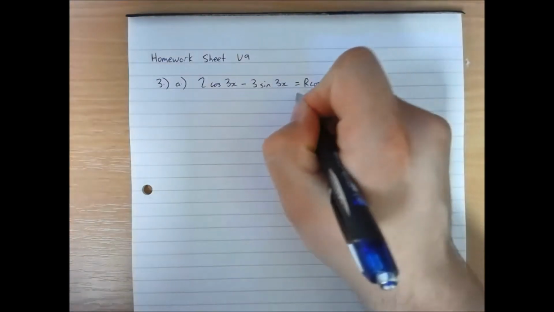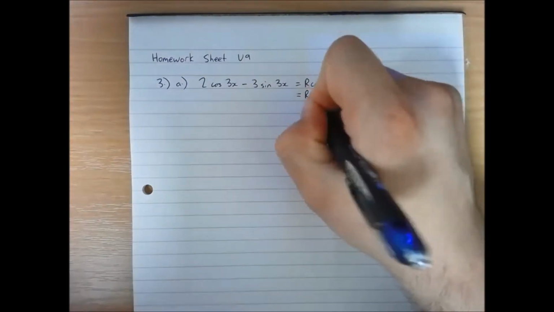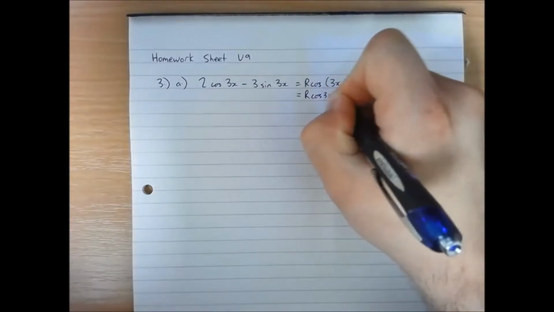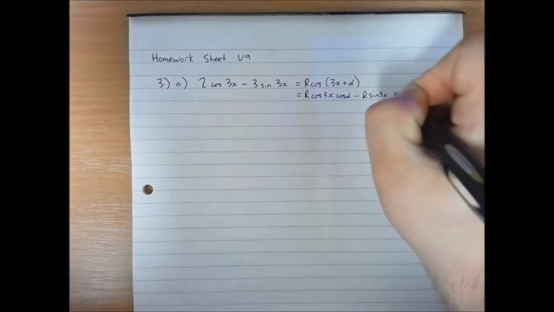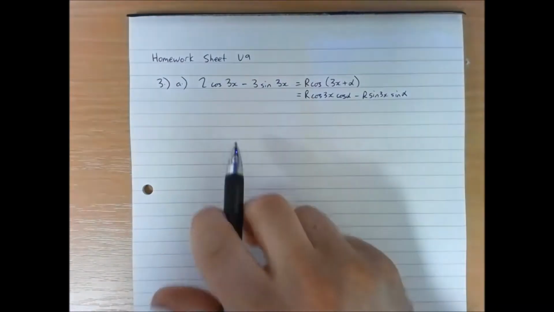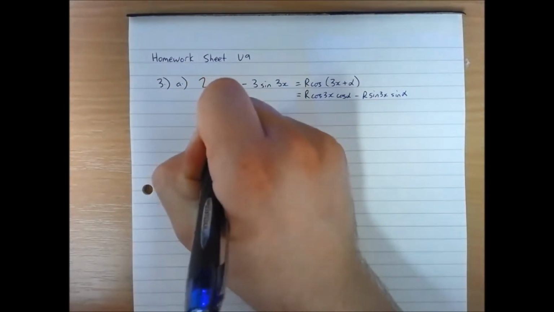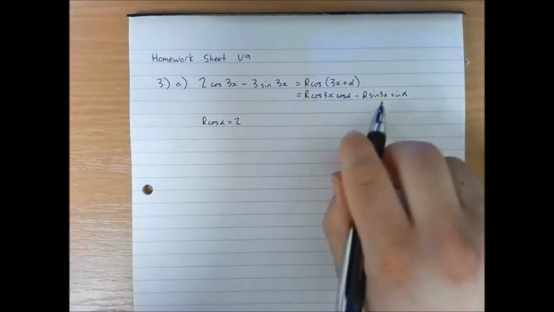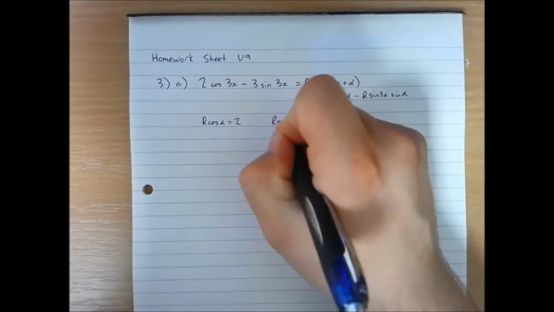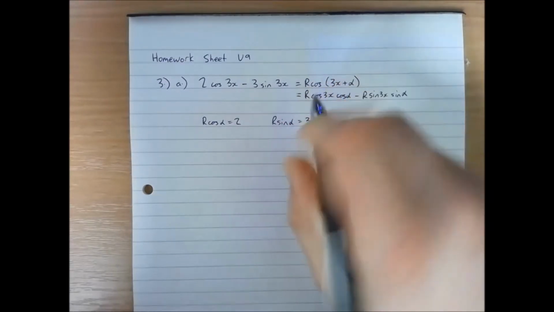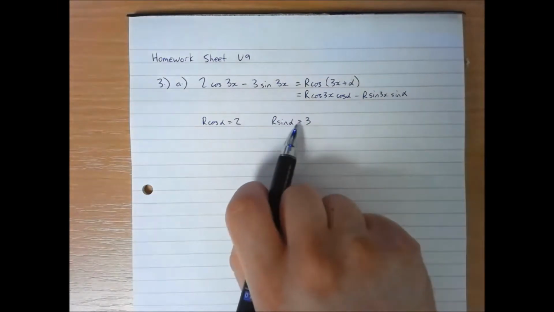We want to start by using the formula book to expand r cos(3x plus alpha), and this gives us r cos 3x cos alpha minus r sin 3x sin alpha. We can now equate our cos 3x terms from left and right hand side to get r cos alpha equals 2, and equate our sin 3x terms to get r sin alpha equals 3. Both the term here and the term here have a minus in front of them, so I don't need to include that when I create my equation.